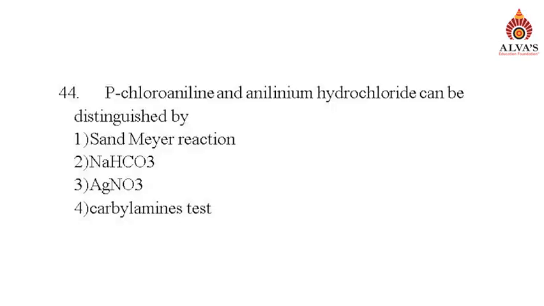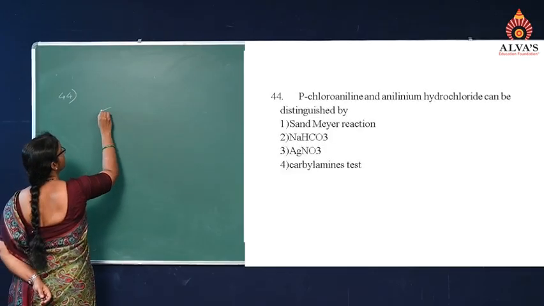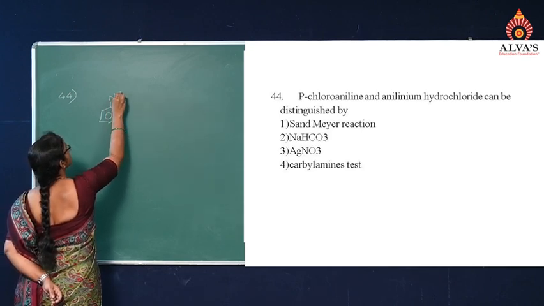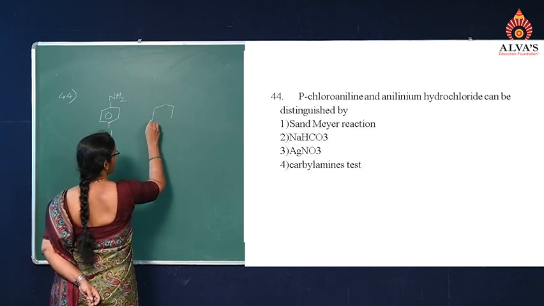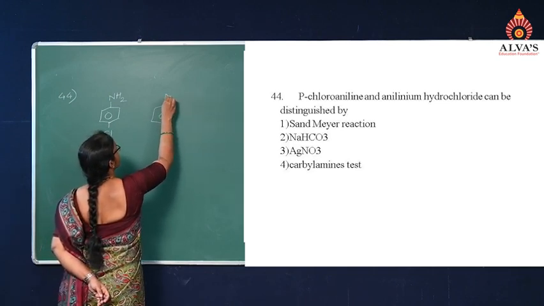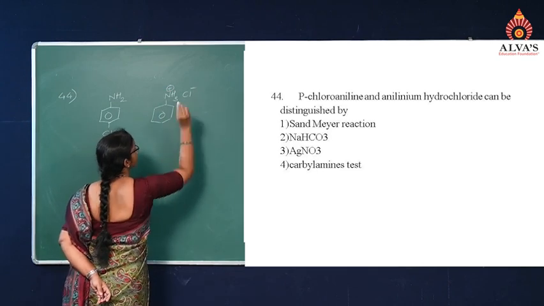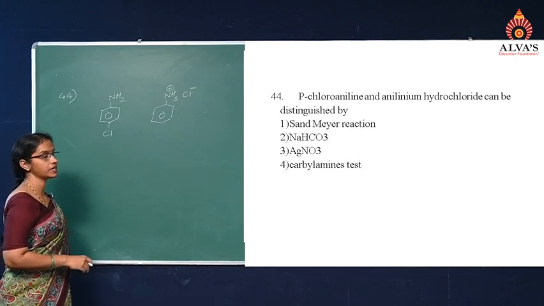Question number 44. Parachloroaniline and anilinium hydrochloride can be distinguished by. Now parachloroaniline and anilinium hydrochloride can be easily distinguished by silver nitrate test.